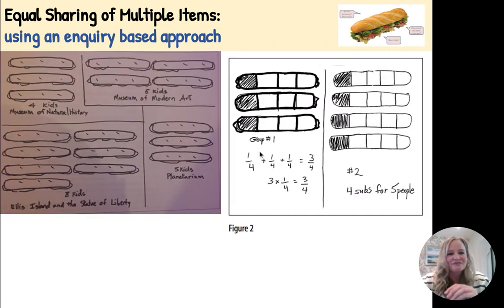But the final group have solved it in a much simpler way. They've divided each baguette, each sandwich, into that number of pieces. So for the 3 baguettes divided between 4 children, they've divided each baguette into 4 pieces. So they can really clearly see it's a quarter, a quarter, and a quarter, which makes 3/4. The 4 subs for 5 people, they divided each sub sandwich into 5 pieces.